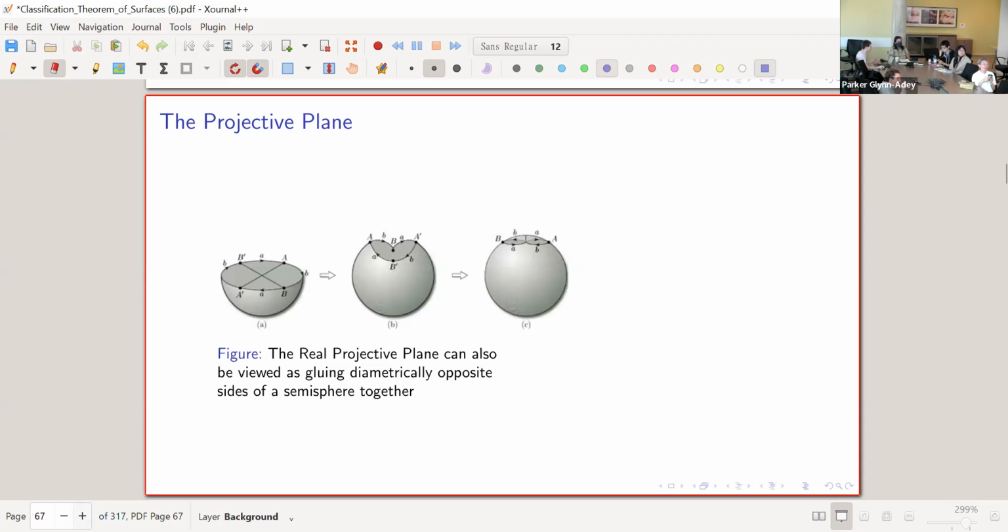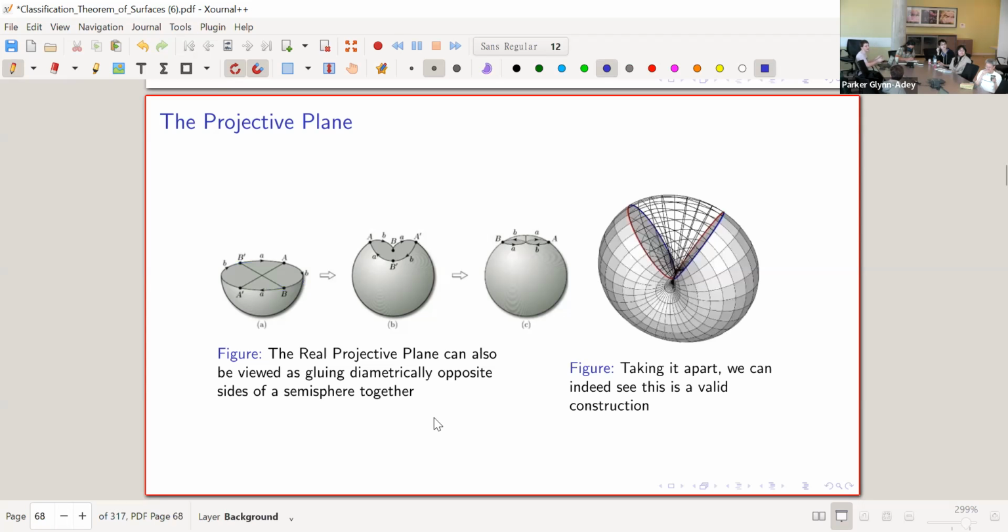And there's another way to construct this too. You can view it as gluing the sides of a semisphere together diametrically. So you can think of it as gluing this side and gluing this side, and then identifying this side with this side. And if you take it apart, you can see that this is a valid construction. So many ways to think about this object. If one way is confusing, you can think of it in another way.